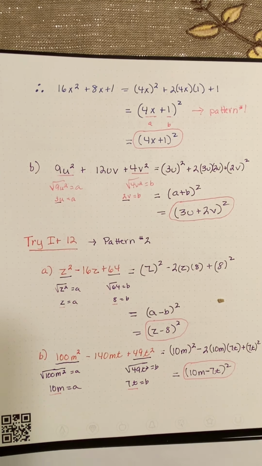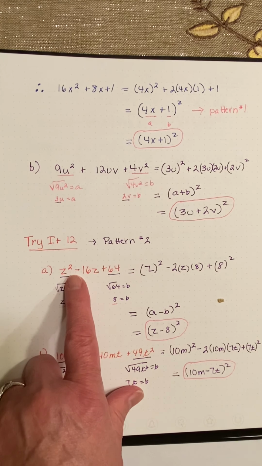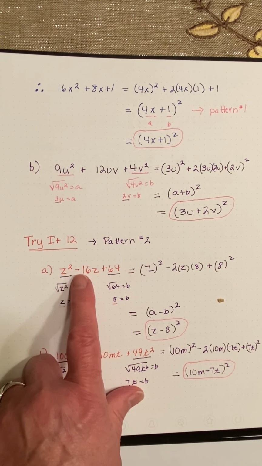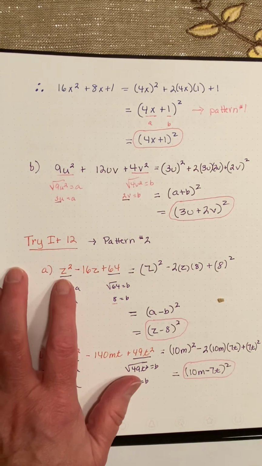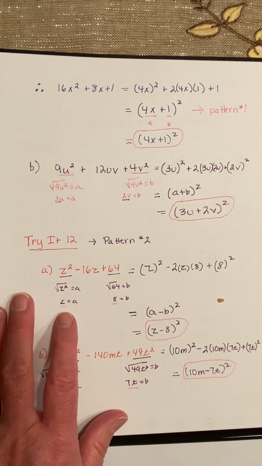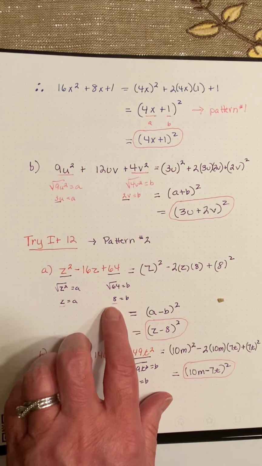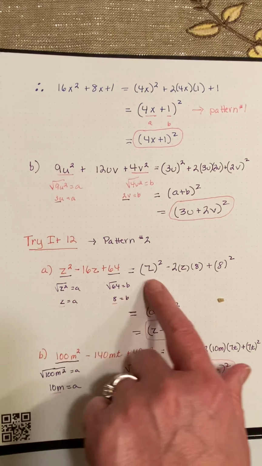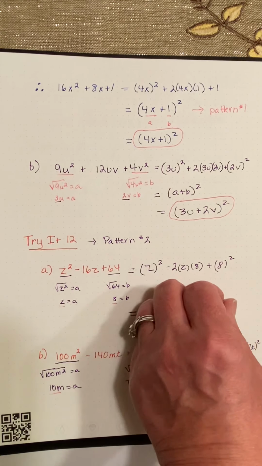Now in number 12, try it 12, we are going to be using pattern 2. Same as pattern 1, except here we have subtraction instead of addition, or we have negative instead of positive. But we follow the same pattern. I find the square root of z squared, which is plain z, so z is a. The square root of 64 is 8, so b is 8. I rewrite it. This step is important. I need to be able to see it.